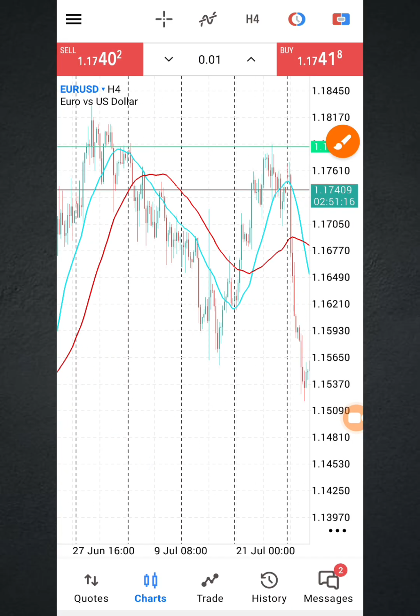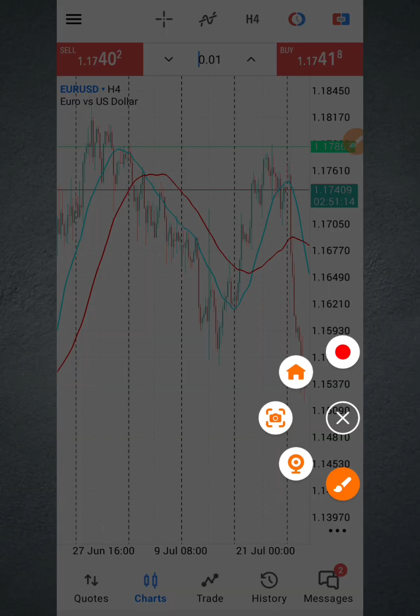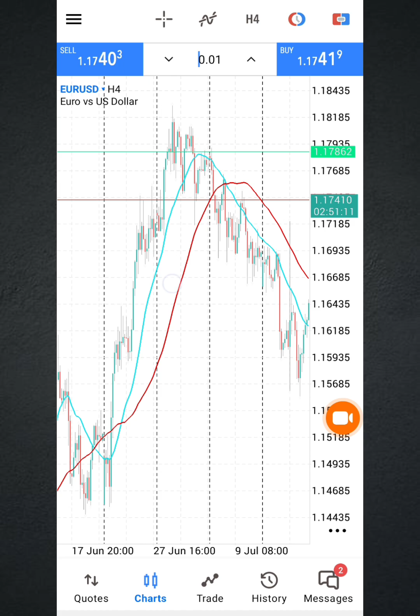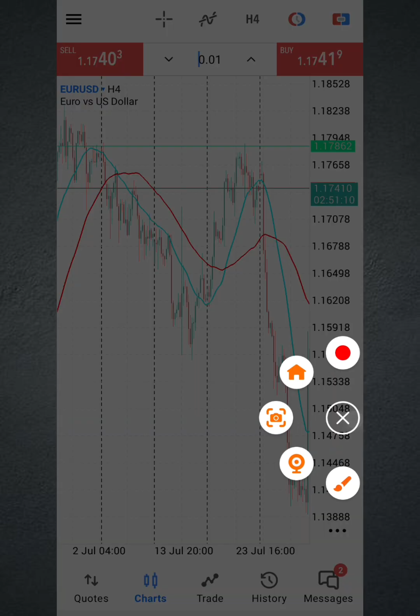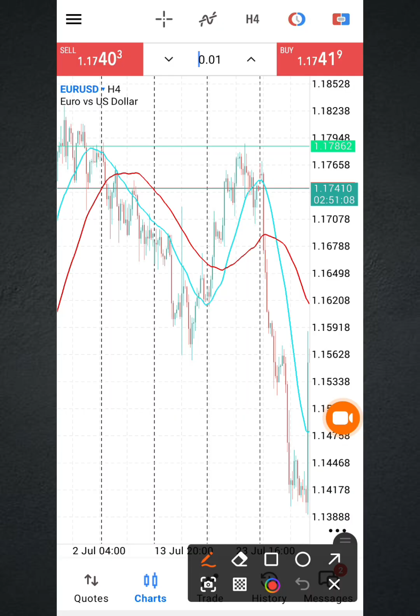For instance, you can see what's happening here. Let me get my pen. You can see what's happening at this point. This is a downtrend. Price was below the moving averages. So you can easily know the trend of the market by using the moving averages. It will just tell you that it is a downtrend or an uptrend.